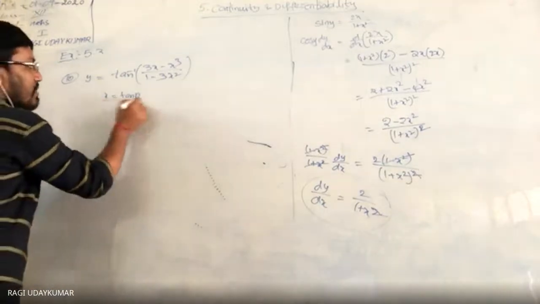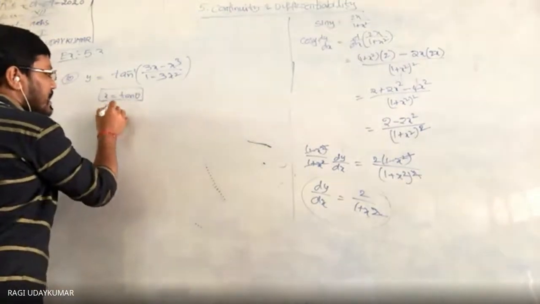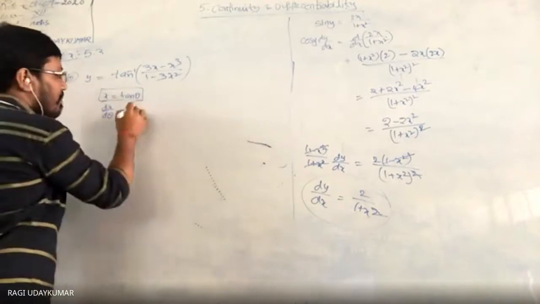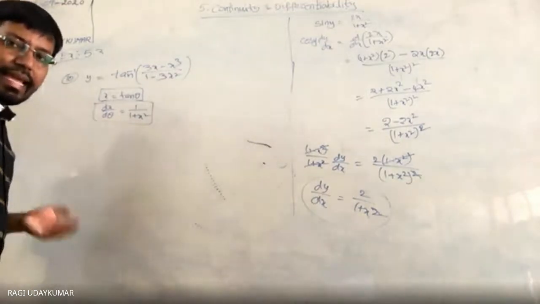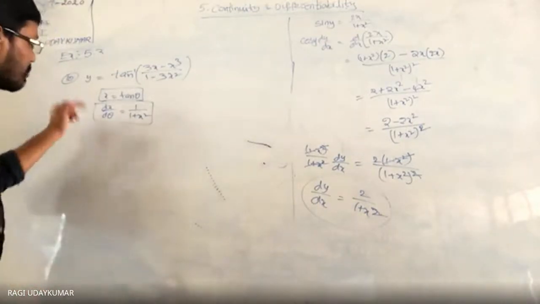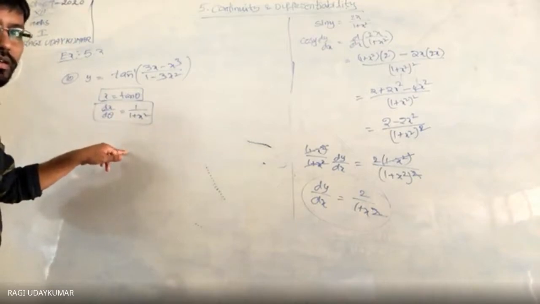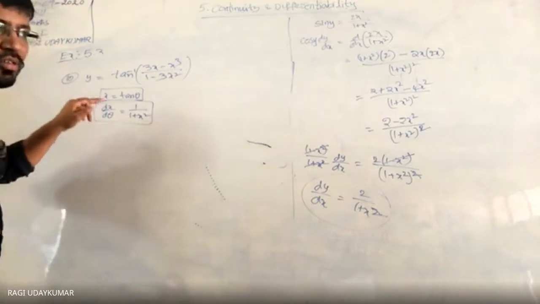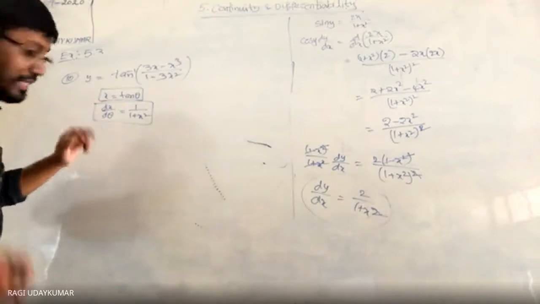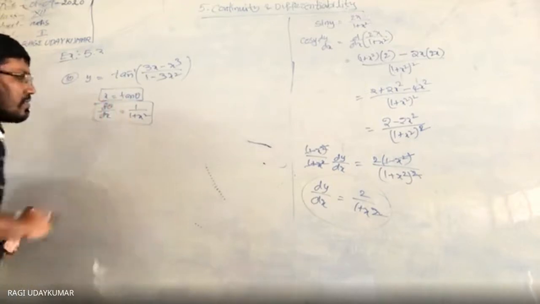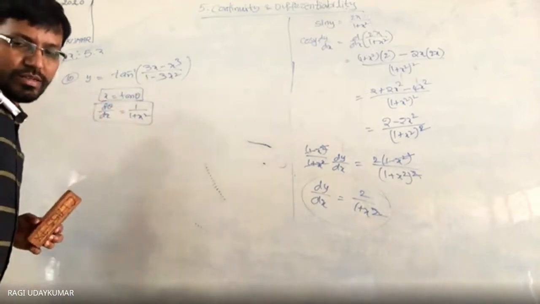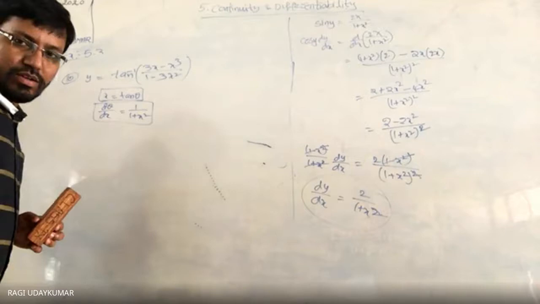So x is equals to tan theta, and dx by d theta is equals to 1 by 1 plus x square. This is fixed; in the previous problem we have solved it. But in the examination, while you are doing it, you need to do it completely. So d theta by dx is equals to 1 by 1 plus x square. Isn't it? In the exam, you have to do the complete differentiation.